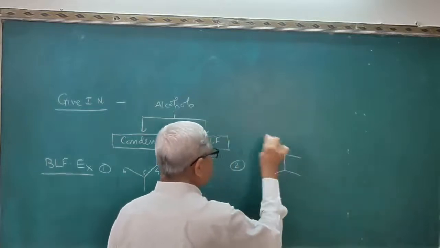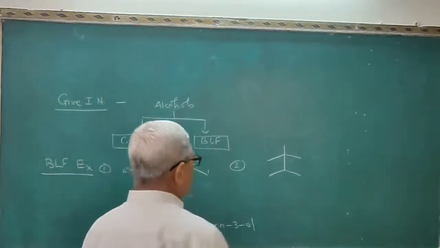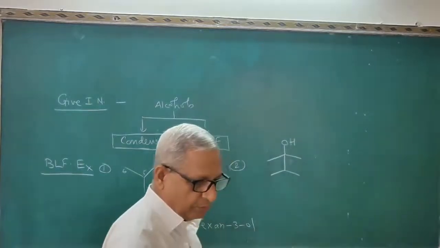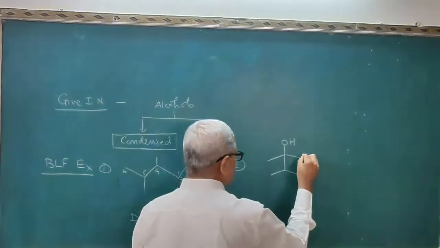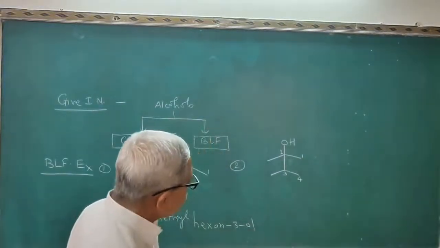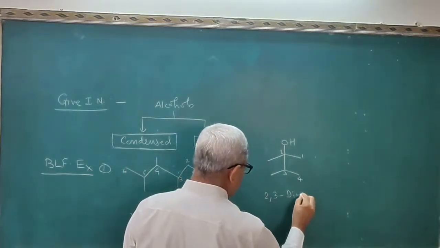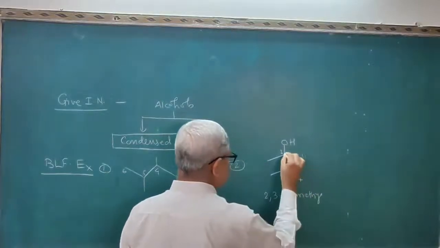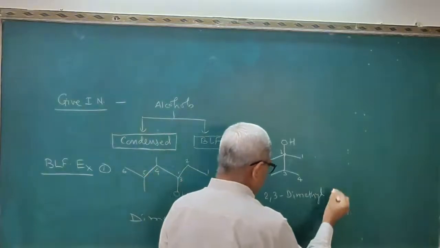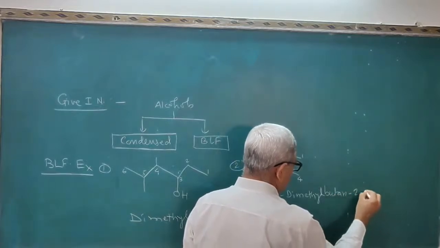Take the second example here. This structure represents the skeleton of a human being. When you attach the OH group here, it will become alcohol. So the numbering will be like this: 1, 2, 3, 4. So the IUPAC name of this compound is 2,3-dimethyl. See, the substituents are present on the carbon number 2 and 3. Therefore, the name will become 2,3-dimethyl butane 2-OL.